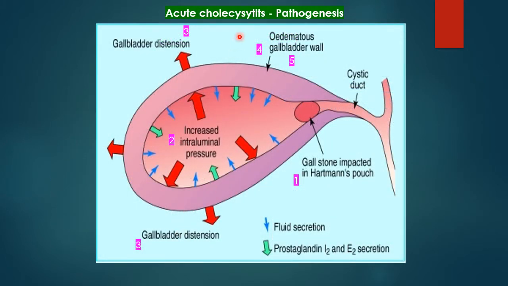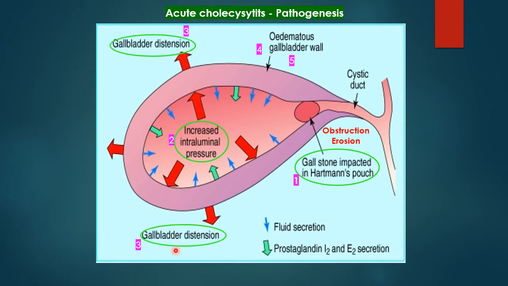Now we come to the pathogenesis of acute cholecystitis. This can be described in 5 stages, from 1 until 5. The first stage is the gallstone gets impacted in the Hartmann's pouch of the cystic duct, and this is followed by obstruction and erosion of the lining of the gallbladder. With this obstruction, the second phase comes in. There is increased intraluminal pressure, and this increase causes a distension of the gallbladder.